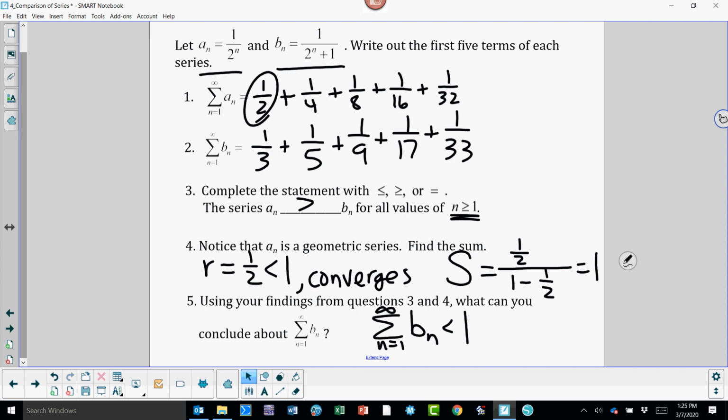Even more, what would be true is, since a sub n is bigger than b sub n, it means I've got a series that's bigger, so further from 0, going to 0 slower, and it converges. Therefore, if something has all terms that are smaller, that means it's going to 0 faster, so it would have to converge also.